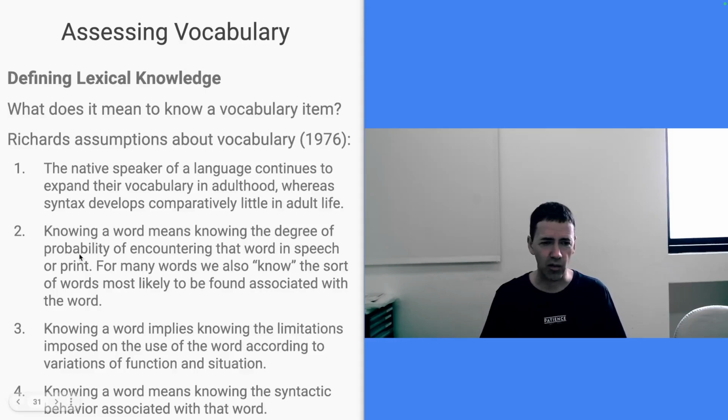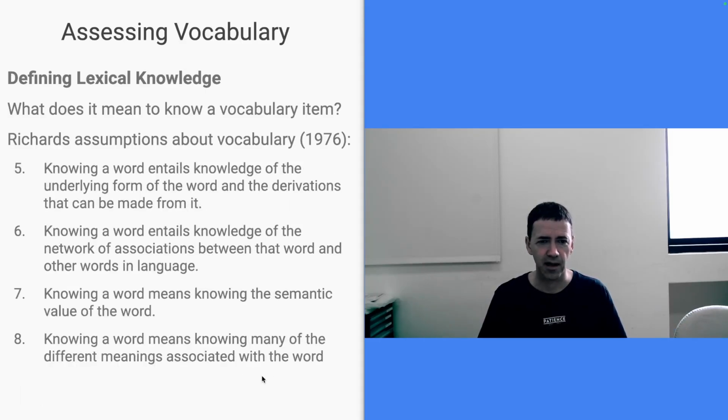It's about knowing how probable that word will be. What words will be associated with that word. The limitations on the use of the word according to function and situation. So maybe this word just can't work in this particular situation. The syntactic behavior. Knowledge of the underlying form and the derivations. The network of associations between that word and other words. The semantic value and the different meanings associated with the word.